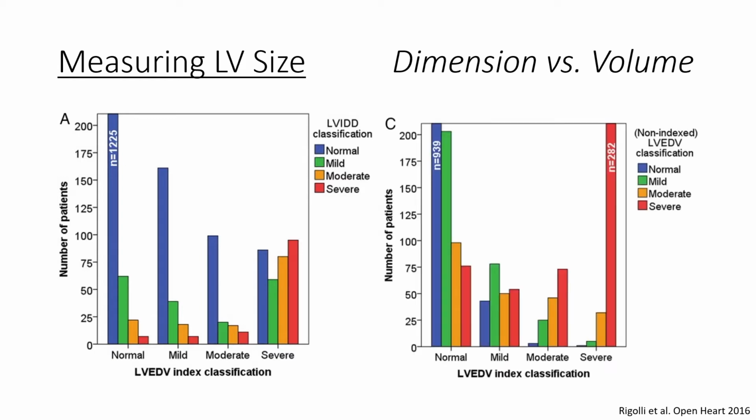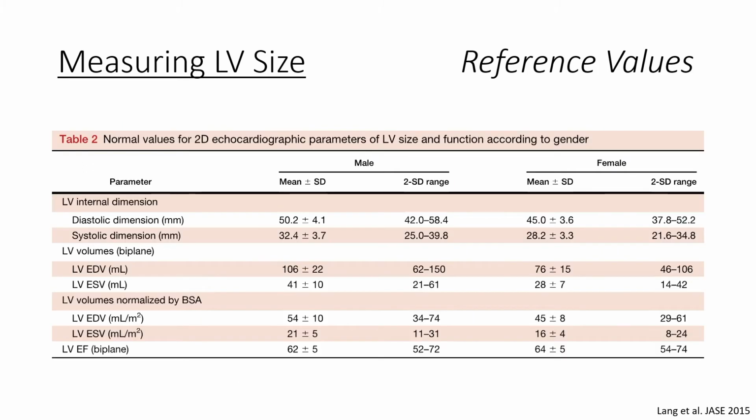The opposite happens when we use non-indexed LV end diastolic volume. So here, simple Simpson's biplane, non-indexed, what happens? A lot of patients wrongly classified as severely dilated and then subsequently get reclassified to moderately, mildly, or not dilated at all. So from this nice study, we appreciate the importance of not only measuring a volume, but also indexing that volume to body surface area. And this is reflected in the guidelines that have cutoffs both for internal dimensions, but preferably for indexed LV volumes.